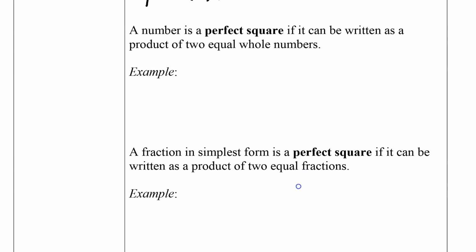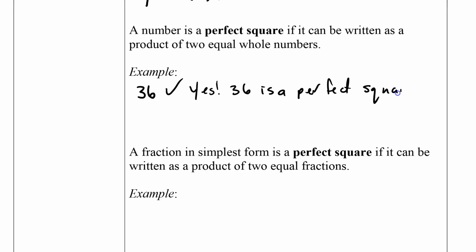Now, a number is a perfect square if it can be written as 2 equal whole numbers. So if I were to say 36, is 36 a perfect square? Yes. Because 6 times 6 is 36. Or another way we can say it is 6 squared.